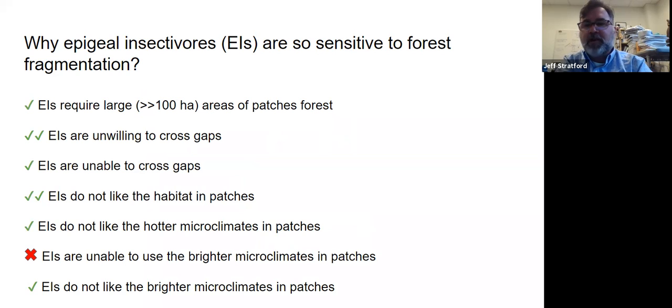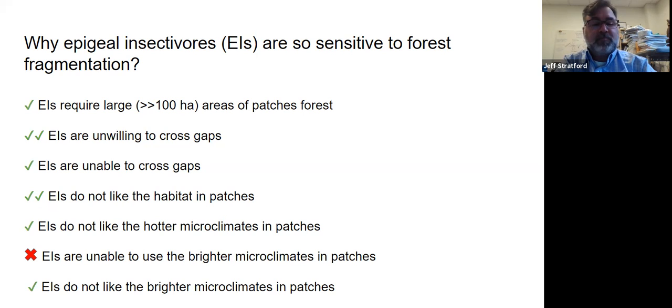So let's summarize. Why are these epigeal insectivores so sensitive to forest fragmentation? They do require at least 100 hectares of forest patches. They are unwilling to cross gaps. Okay, they are unable to cross gaps, especially over water, right? So Barro Colorado Island will likely never be colonized by some of these species. They don't like the habitat in patches. So even if you transplant these birds there for conservation measures, they'll find habitat that's not appropriate for them. They don't like the hotter microclimates, so they can move through it, but if they're stuck in there, they won't use it.